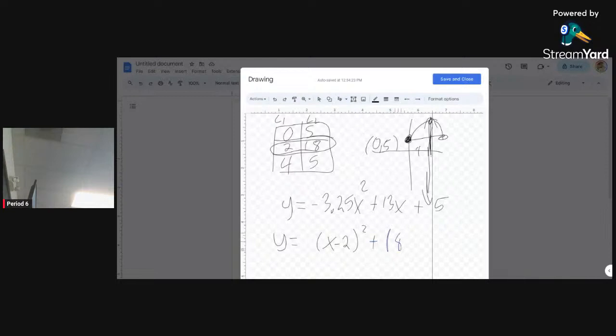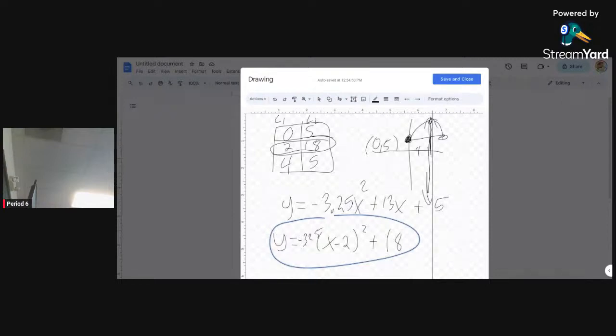Plus 18, but I don't know what goes in front, or do I? Did you just use the calculator? What's A? Negative 3.25. So that's the answer. There you go. That's vertex form. Go down to calculate, and then you'll get those numbers. Okay, so the first answer is called standard form.